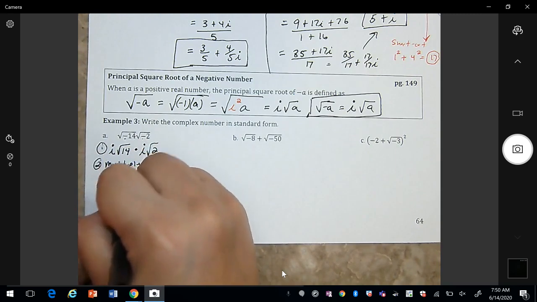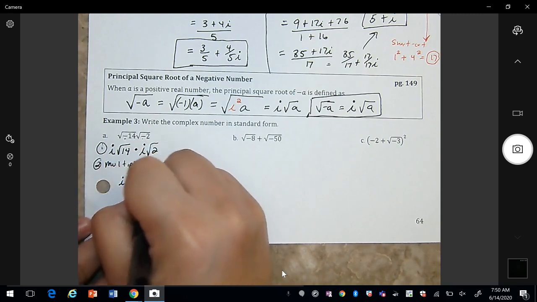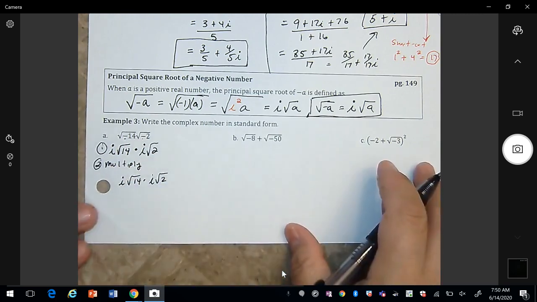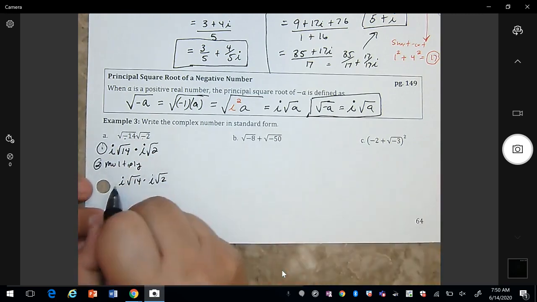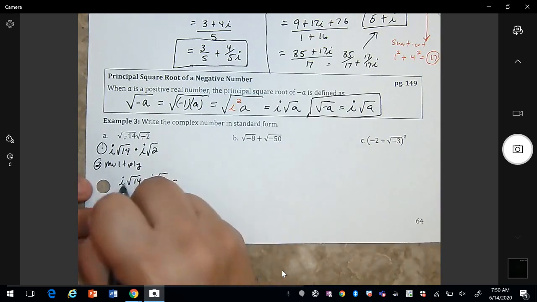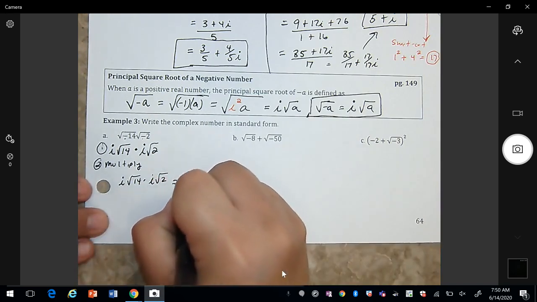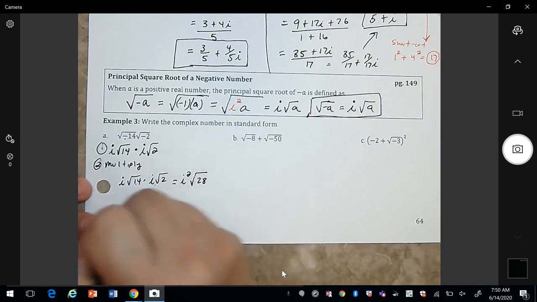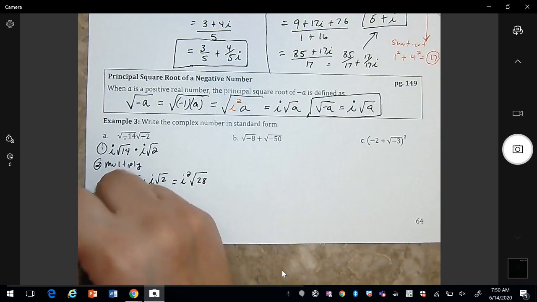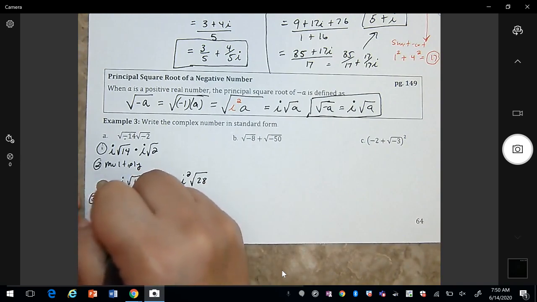So we have i times square root of 14 times i square root of 2. So that's going to give me i times i is i squared, and 14 times 2 is square root of 28. And then step 3 is to simplify.